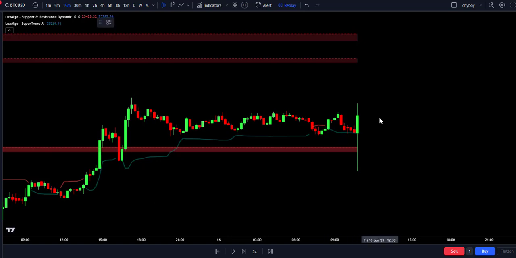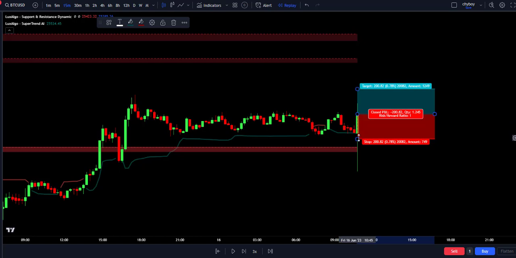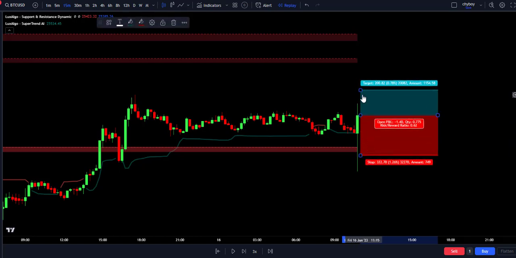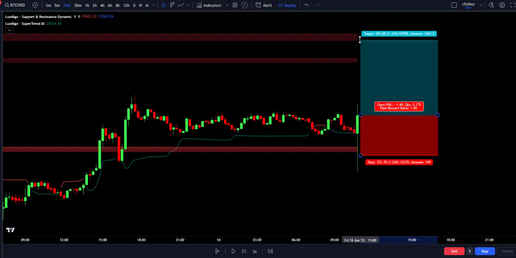In this case, you are going to set your stop loss below the support, because you see that the liquidity sweep was so deep, and you are going to target a 2 risk-reward ratio.